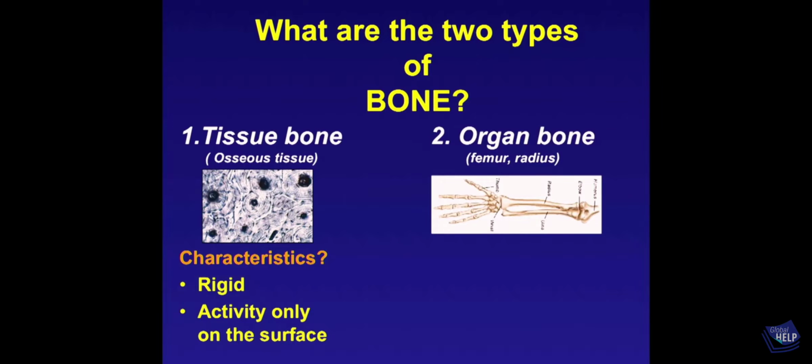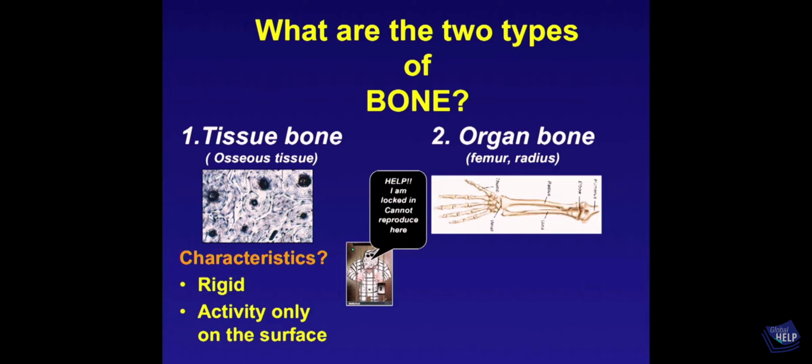So what are the characteristics of tissue bone? Well, first it's a very rigid tissue. And where are the osteocytes? Well, the osteocytes are only on the surface, and these osteocytes are kind of locked up in the matrix of the bone. It doesn't expand, and once they get in there, they can't reproduce. And so how is a bone going to grow?